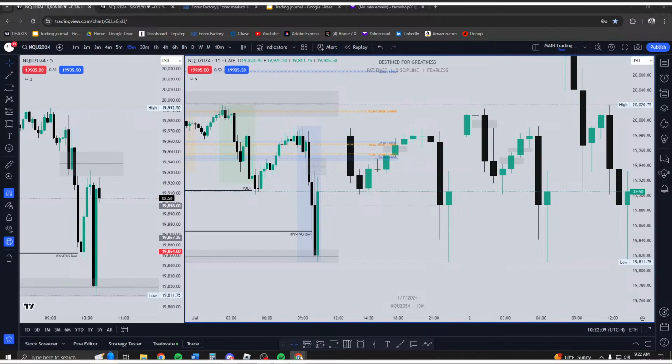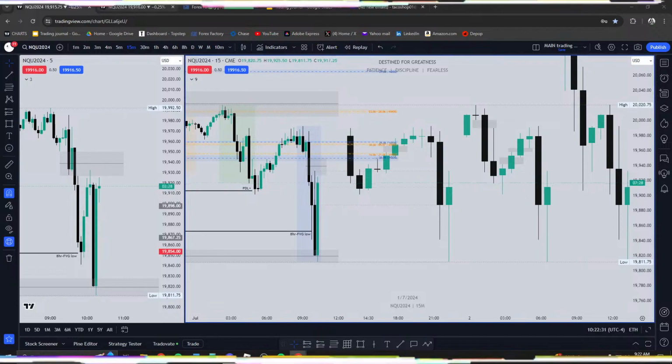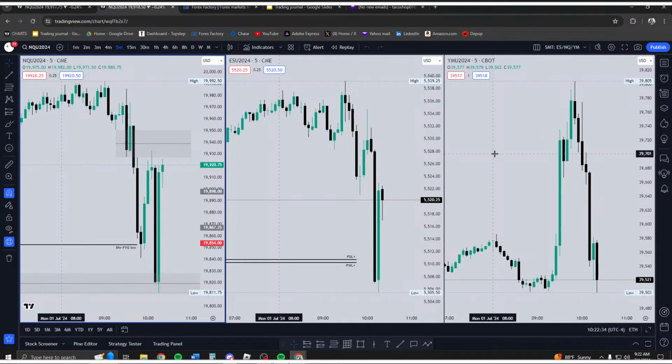So on ES, we took out previous week's low and previous day low too, which is what I was anticipating for this week on the ES. It's good to see that my ideas are panning out just how I wish for it to be.